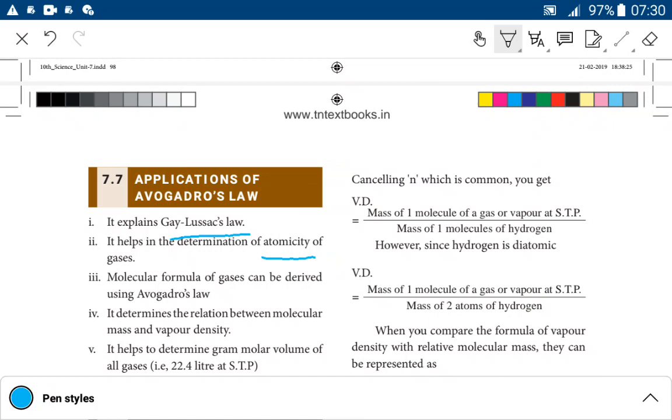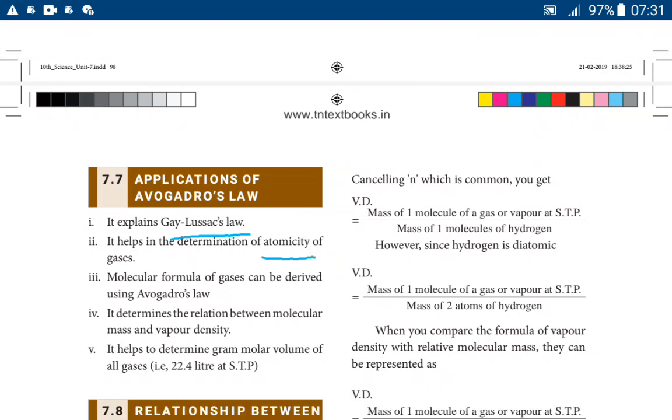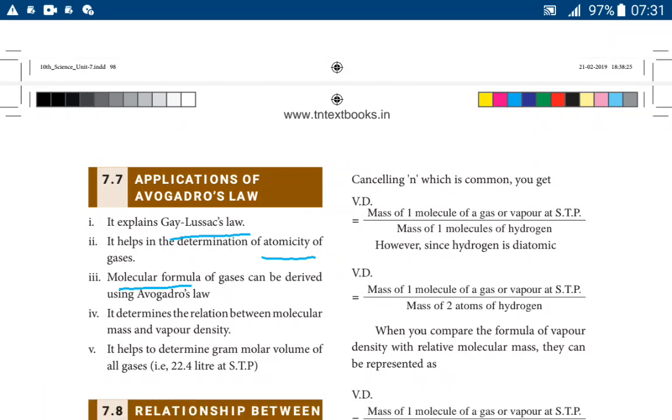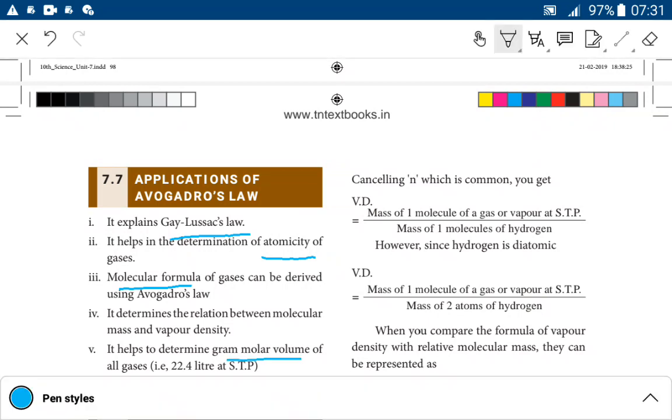Then the molecular formula of elementary gases can be derived using this Avogadro hypothesis. Then the relation between molecular mass and vapor density can be brought out using Avogadro's law. And gram molar volume: 1 mole of any gas occupies 22.4 liters at STP, and that is equal to the gram molar mass. So these are a few applications.